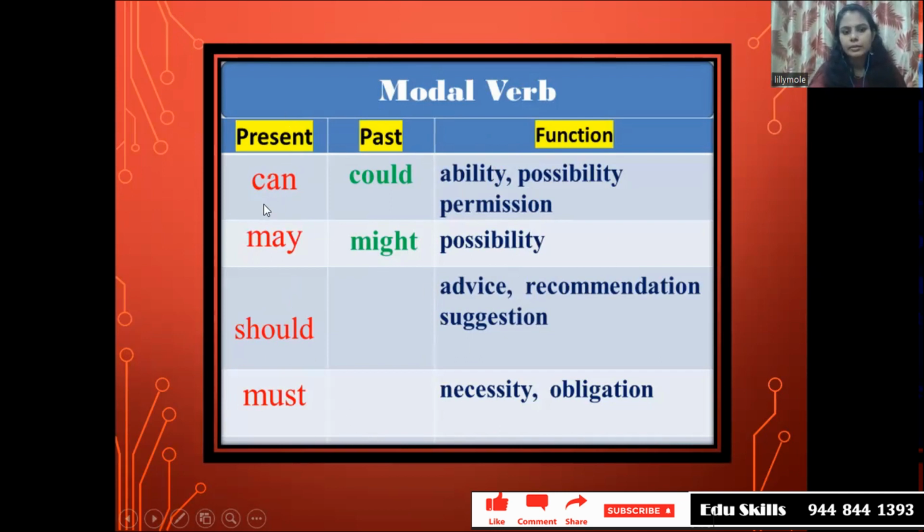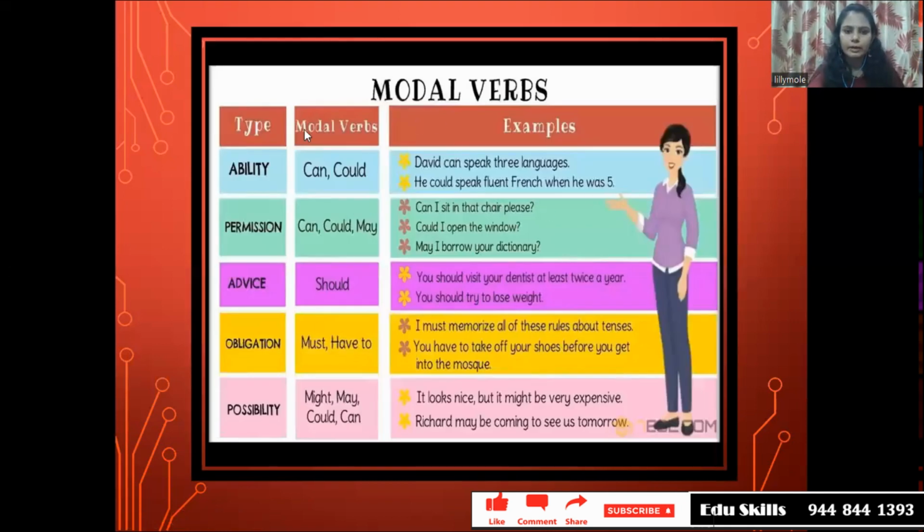So we know that can is the present and could is the past. This is ability, possibility, or permission. And if there is may or might, it is telling about possibility. If there is should, it is used for advice, recommendation, or suggestion. Must is necessity or obligation. Now the details of modal verbs.